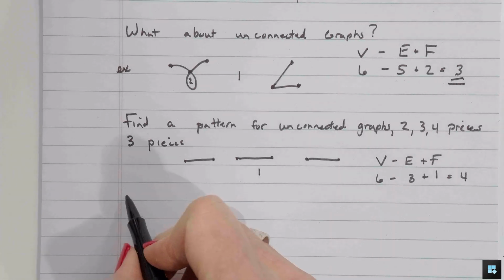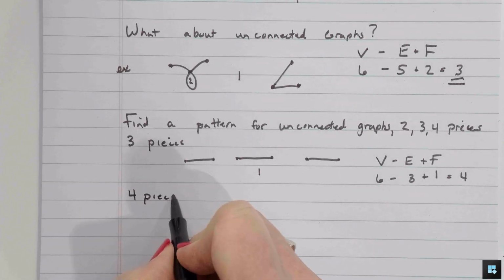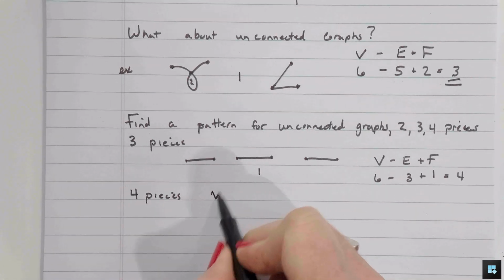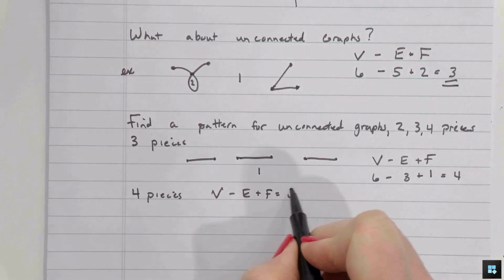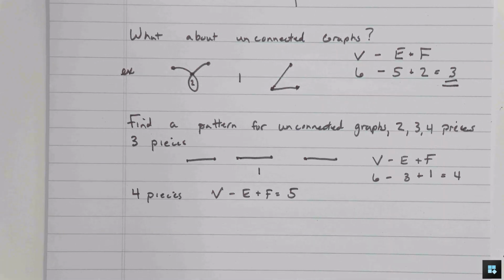So, did anybody do 4 pieces? I think I did see someone do 4 pieces. What did you get for vertices minus edges plus faces? 5. Good. Yeah. So there is a pattern, isn't there? When you add, yeah, it goes up 1. Does anybody see why it's going up 1?